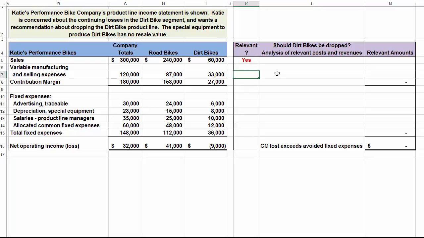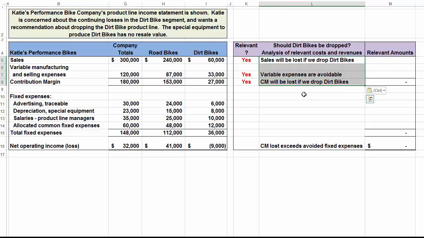What about variable manufacturing and selling expenses? They are variable with respect to sales. If we lose the revenue of $60,000, we will also lose the cost of $33,000. And you might imagine if we get rid of the dirt bike product line, the whole entire contribution margin of that product line, $27,000 contributing to the overall profits of the firm, will be lost. We will consider the contribution margin to be relevant as well.